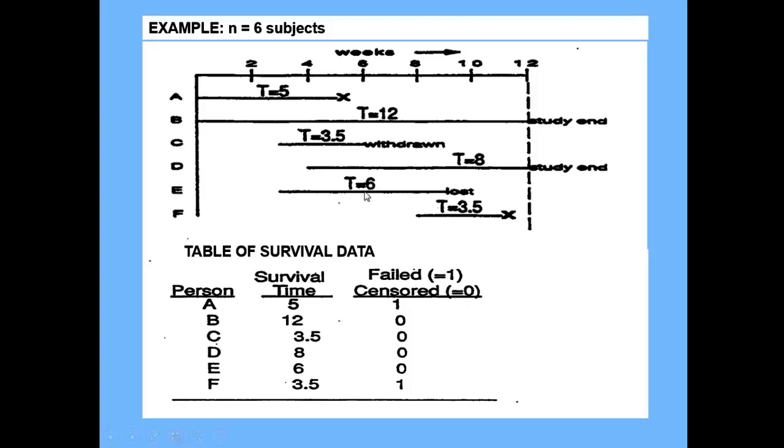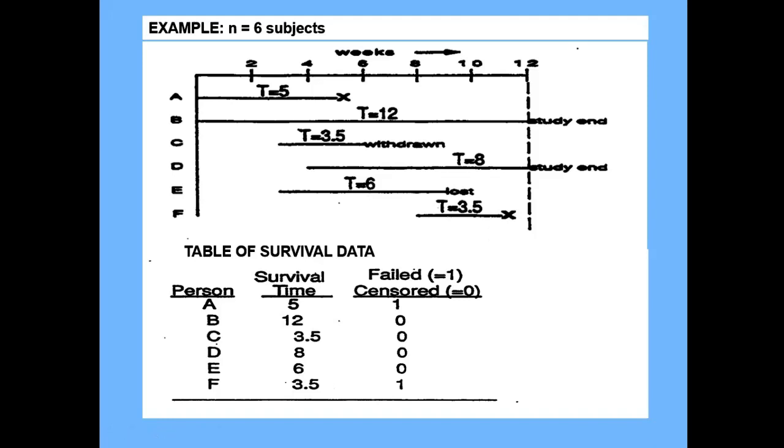And this person came in, again, at 3 weeks, followed for 6 weeks. They were lost, also censored. This person came in at 8 weeks, was followed for 3.5 weeks, and failed. Okay. Now you notice this person and this person have the same survival time. Okay. Even though they didn't enter at the same time.